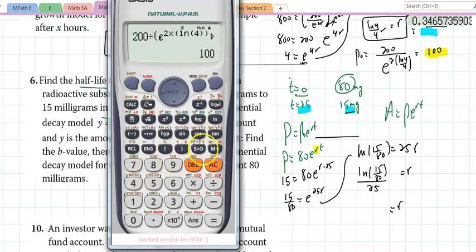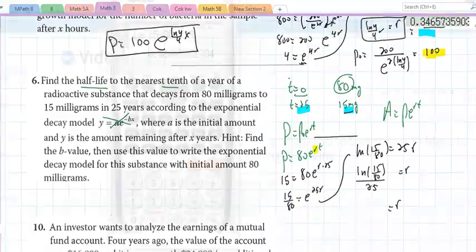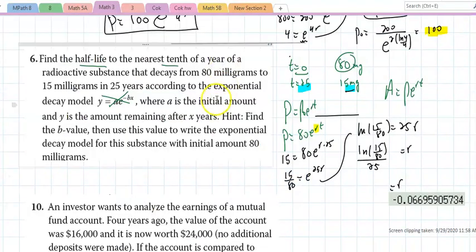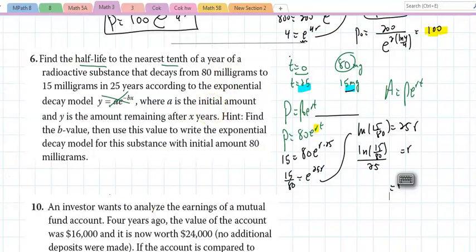So I'm going to take natural log of 15 divided by 80, all divided by 25. There's R. Any population problem, I would use that equation and that will work. I wouldn't use any equation they give me. You could use it if you want, but this is much easier than what they have.